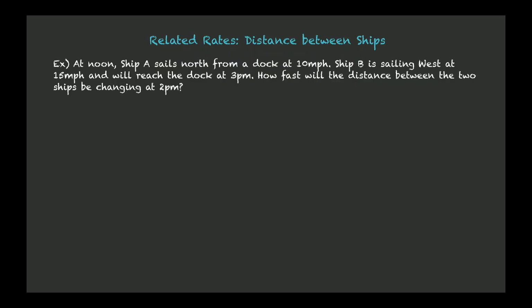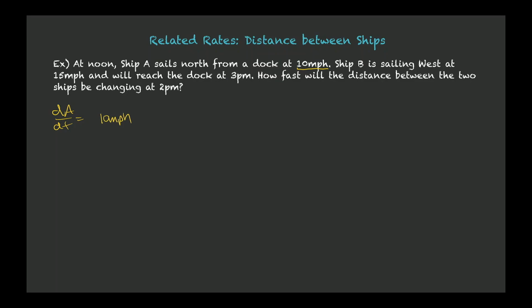Now that we've read the problem, our first key step in solving it is to locate any rates of change and express those as derivatives. So in this problem, it says that ship A is sailing north at 10 miles per hour. That 10 miles per hour is a rate of change, and we're going to express that as dA/dt is equal to 10 miles per hour.